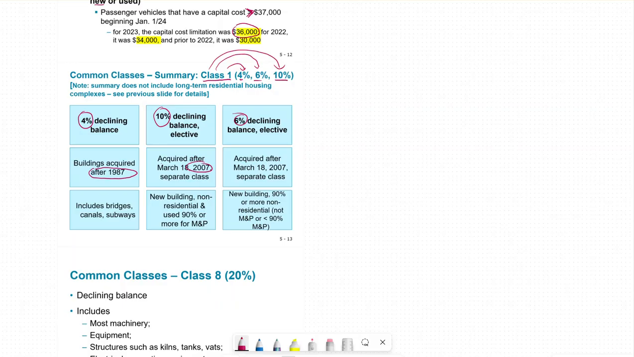In this case, these both are the same class, but the assets are different. Here it is a new building, non-residential, and used 90% or more for manufacturing and processing. This has a higher rate. If it's not manufacturing, then you are allowed 6%. If it's manufacturing, you're allowed 10% CCA. So this is how it's different.